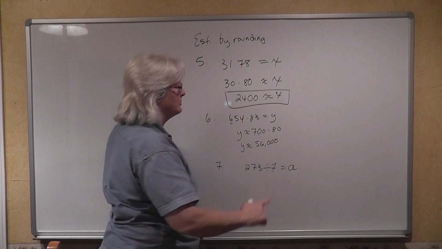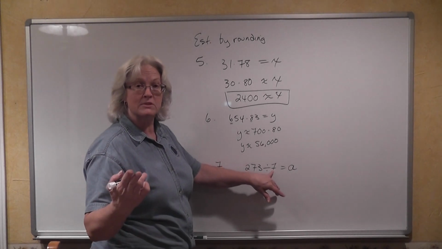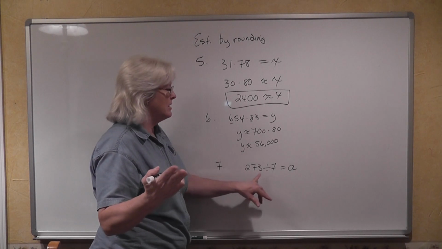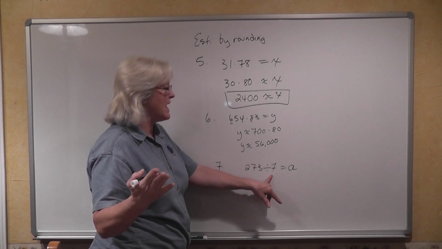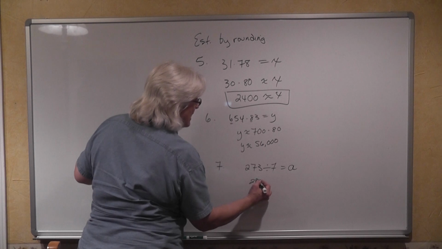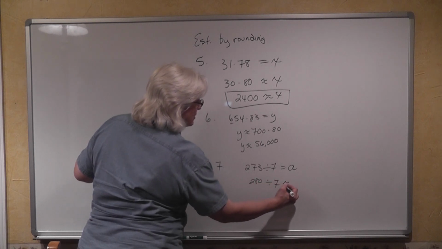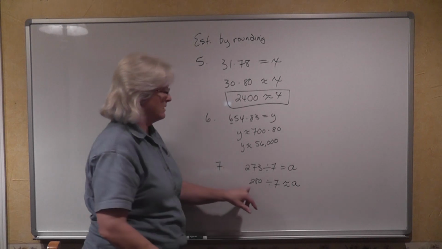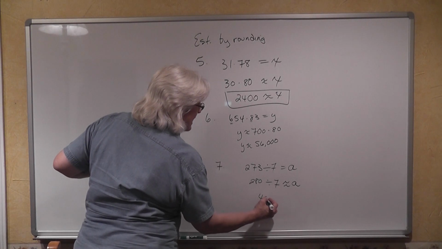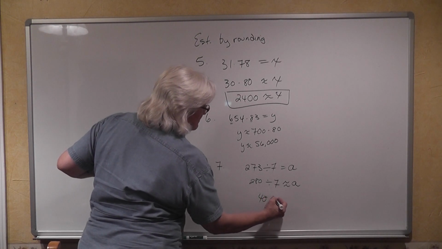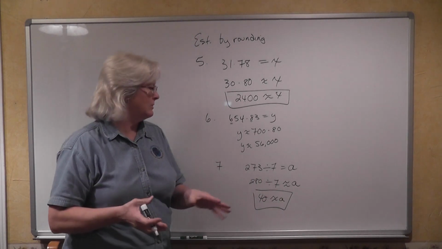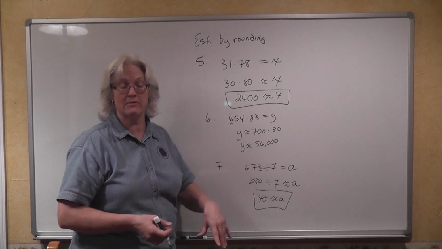So think of your multiplication facts for 7. 2 times 7 is 14. 3 times 7 is 21, which is not close to 27. 4 times 7 is 28. So we're going to round 273 to 280 because then you can divide evenly. What's 28 divided by 7? It's 4. So 280 divided by 7 is 40, and that is the approximate value of 273 divided by 7.